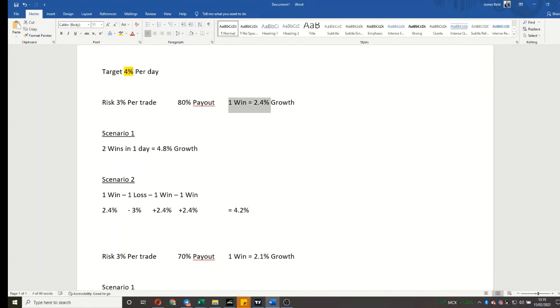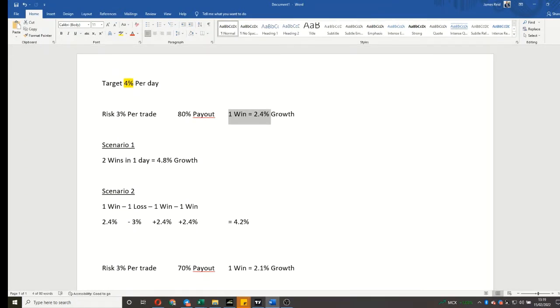If you're good at maths, you can figure that one out. If not, you can just trust my calculations. So scenario 1 is, your trading window starts and you have 2 wins per trade. So if 1 win is 2.4% growth, then 2 wins will be 4.8% growth. So just by winning 2 trades per day, you've hit your daily target of 4% growth per day.